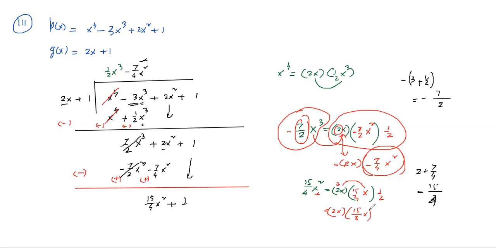So the number to be multiplied is, sorry, 15 by 8x. So this will come here exactly. Right? So after that, you multiply it back here. So this will give you 15 by 4 x square.